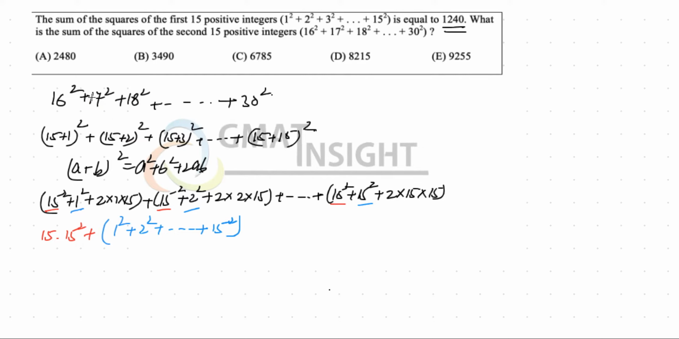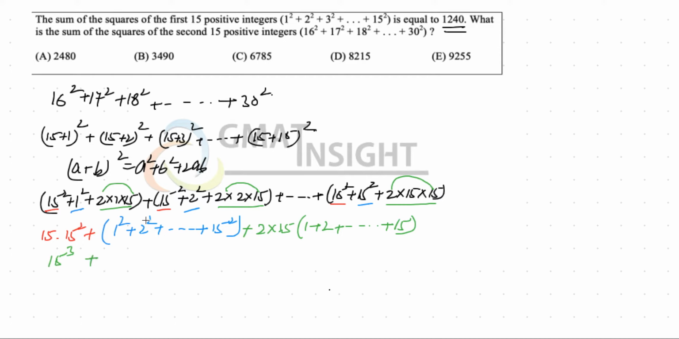And the third color coding I'm using is for the last part: 2 times 1 times 15, 2 times 2 times 15, 2 times 15 times 15. So when we add them, 2 times 15 can be taken as common because 2 into 15 is common in every term. And finally, what are we left with? 1 plus 2 plus and so on up to 15. So now we have these three things that we can comfortably find out. 15 square into 15 is in a way 15 cube, so we can find this out.